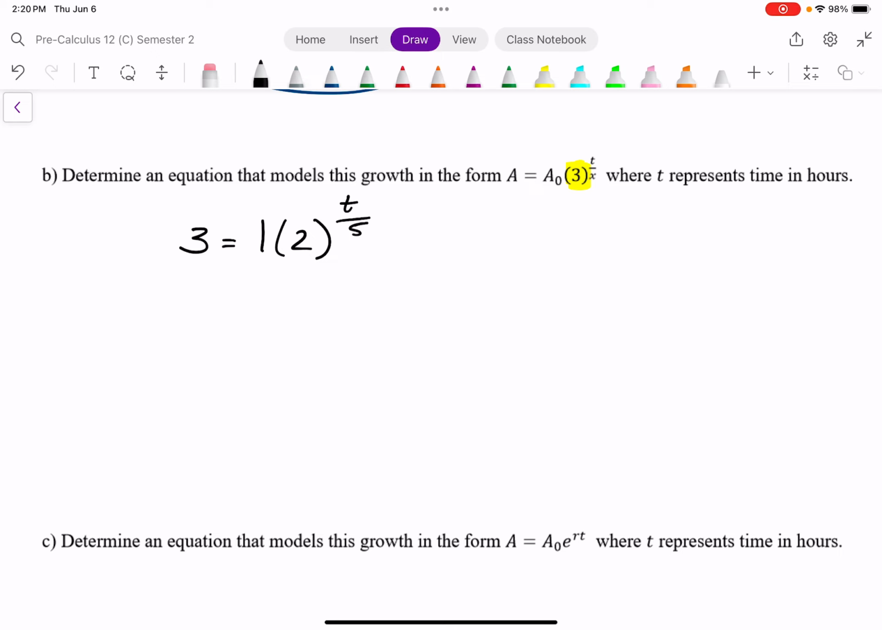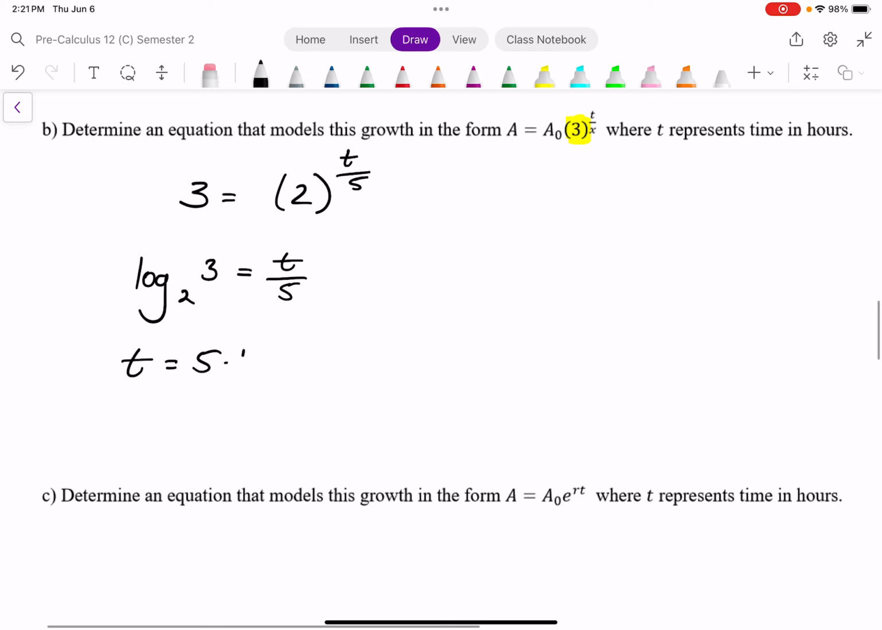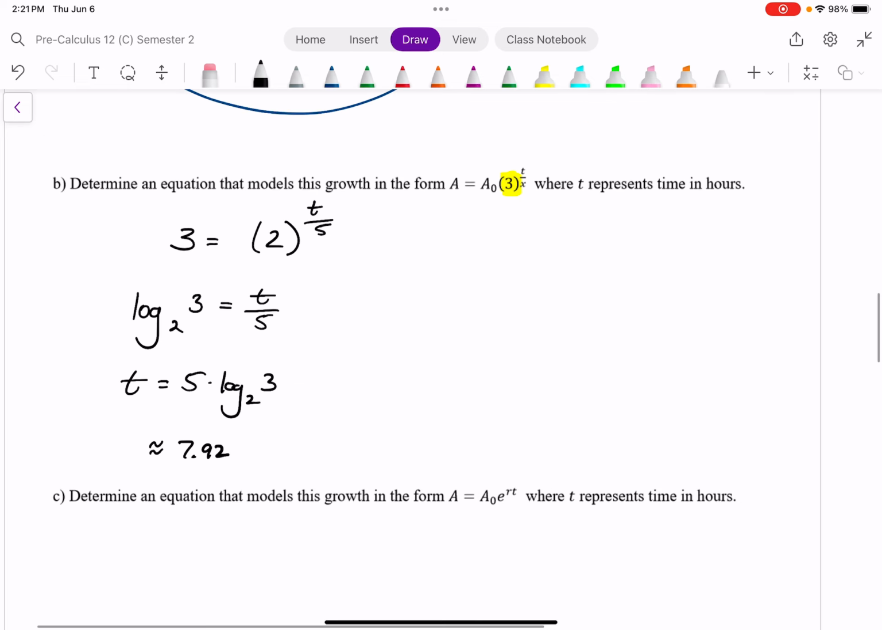It doesn't really matter what I pick for my initial amount as long as my final amount is 3 times more, which means I don't really need that coefficient of 1 there. And now I can solve for t, and this will tell me how long it takes to triple. So if I want to solve for t, I would put this into logarithmic form. I'd say log base 2 of 3 equals t over 5, which means t equals 5 times the log base 2 of 3, which is approximately 7.92, which tells me it takes this population 7.92 hours to triple. And that's now what I need for this part right here.